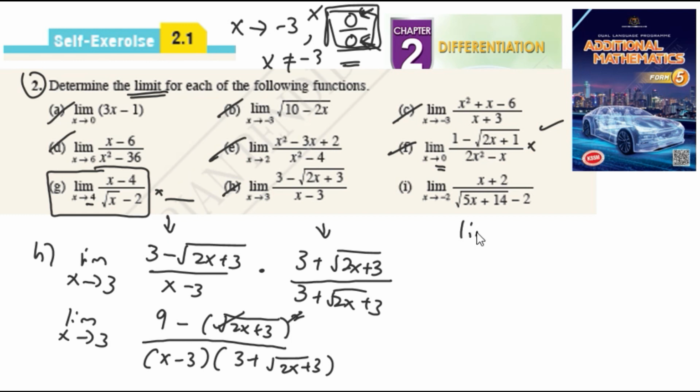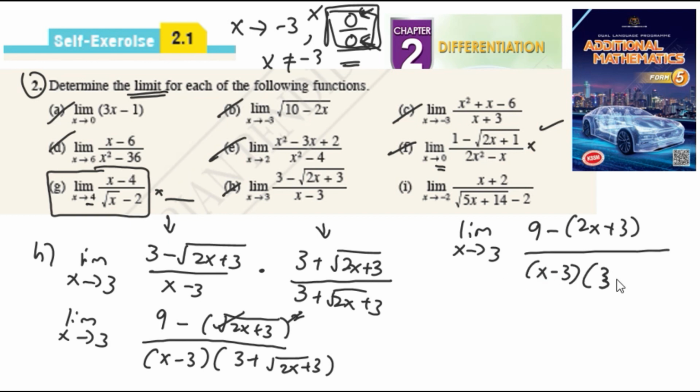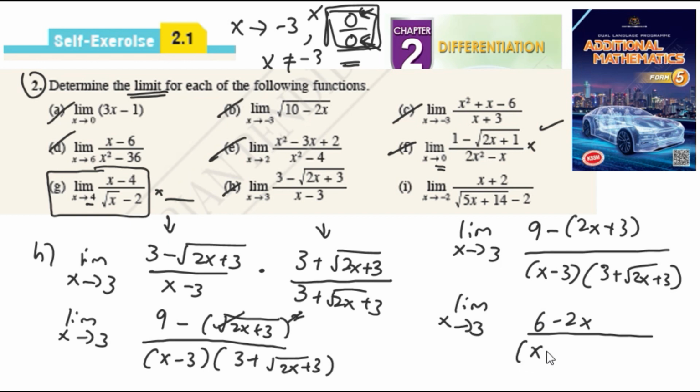So you get limit x approaching 3. Here 9 minus, this one would be minus 2x plus 3. So below would be x minus 3, 3 plus the square root of 2x plus 3. So here limit x approaching 3. So 9 minus 3 is 6 minus 2x divided by x minus 3, 3 plus the square root of 2x plus 3.